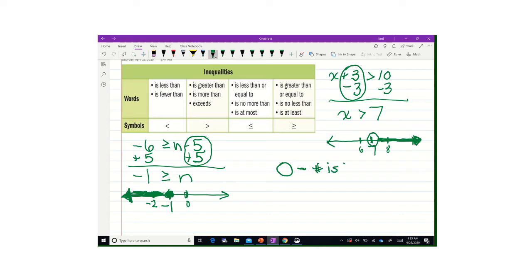So an open circle, the number is not included. And then a closed or shaded in circle, the number is included. All right, so an open circle, it is not included in our answer choice. A closed circle, the number is included.